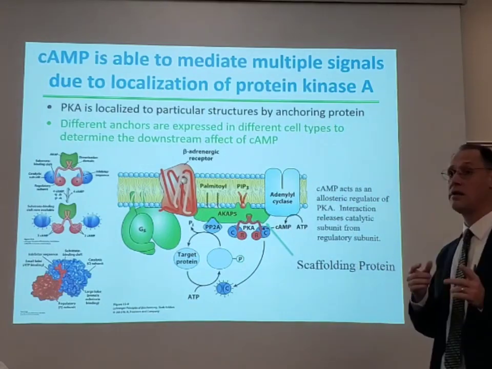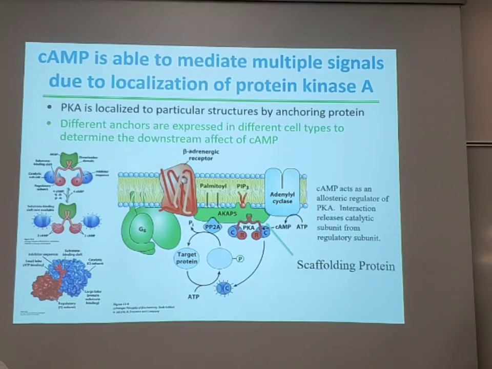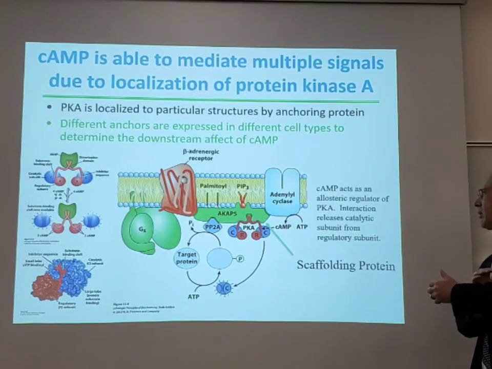I used what to shut it off? What did I cut up cAMP with? Yeah. A phosphodiesterase. Phosphodiesterase. Okay. Well, that's pretty cool.